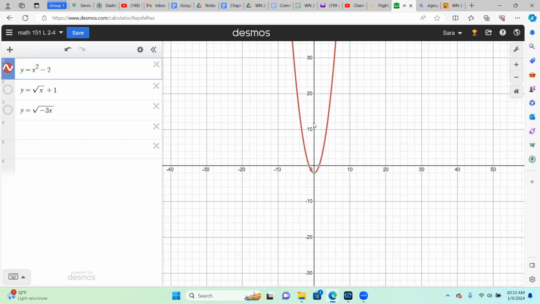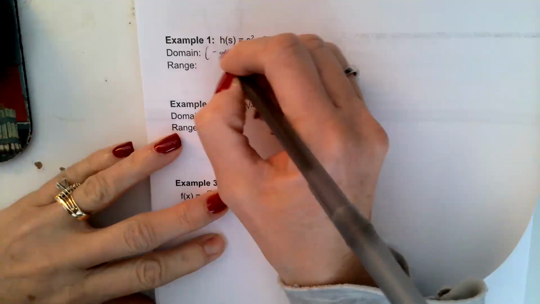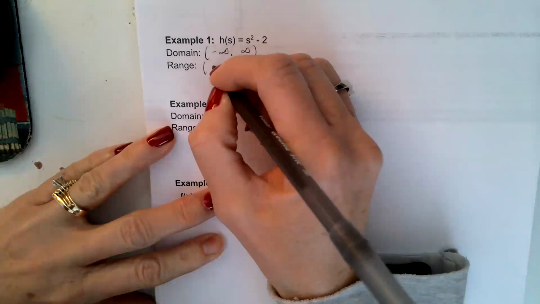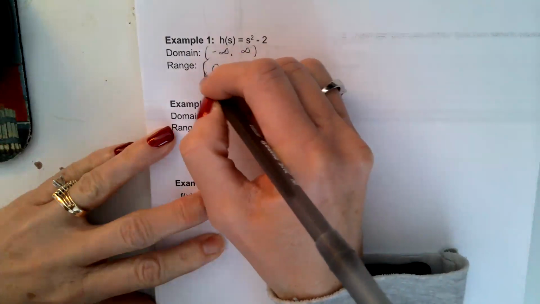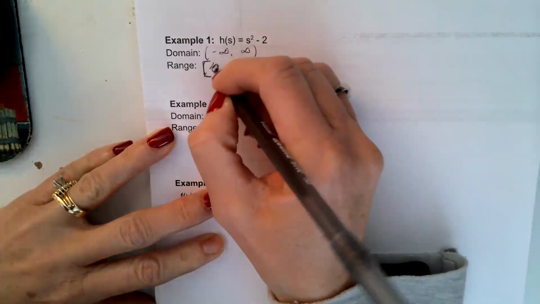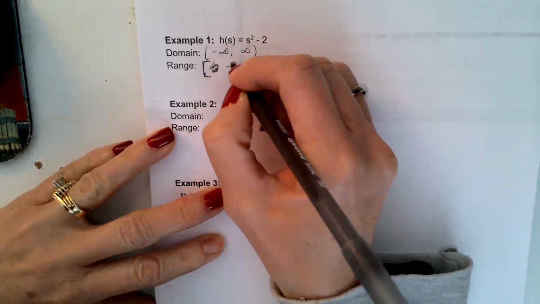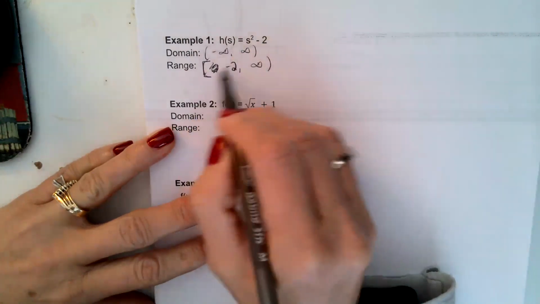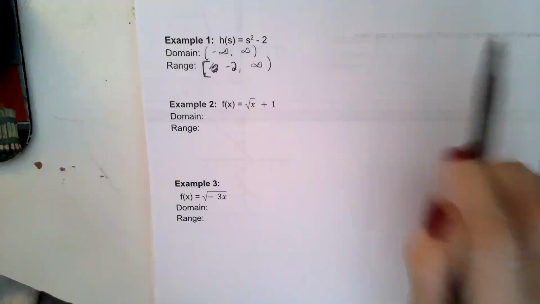So let's go and write that on our paper. You're going to use the graph for these. So the domain is negative infinity to infinity. And it looks like the range, the smallest is going to be 0. And I'm going to put a bracket on that because it can equal 0. I'm sorry, it was -2. -2. And it will go up to a positive infinity. So a bracket on the -2 up to a positive infinity.